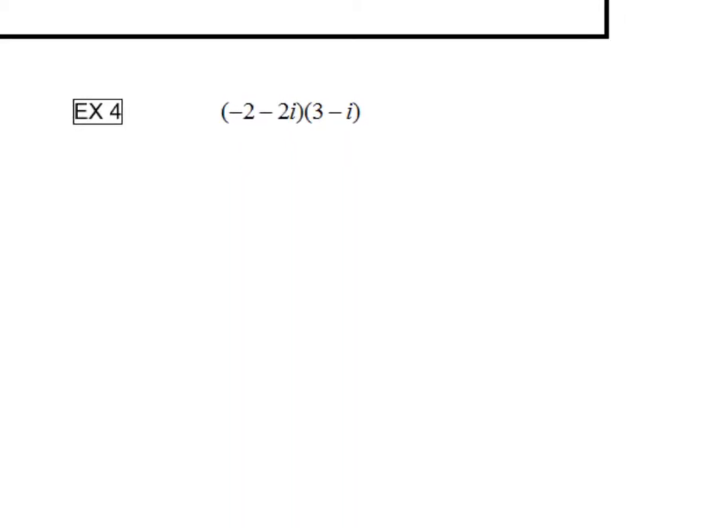All right, so here we have a complex number multiplied by another complex number. It looks like a binomial times a binomial, so we are going to FOIL this. So we have negative 2 times 3, negative 6. Negative 2 times negative i is a positive 2i. Negative 2i times 3 is negative 6i.